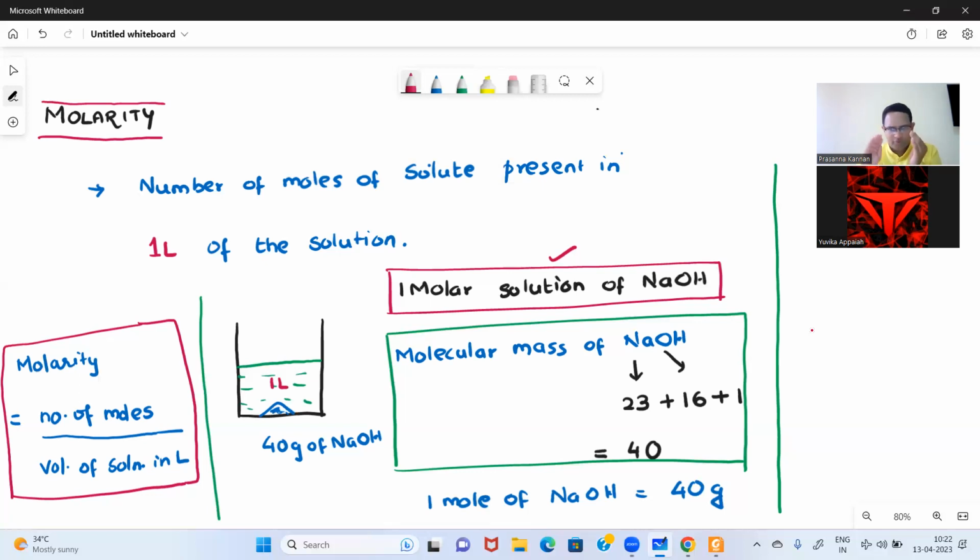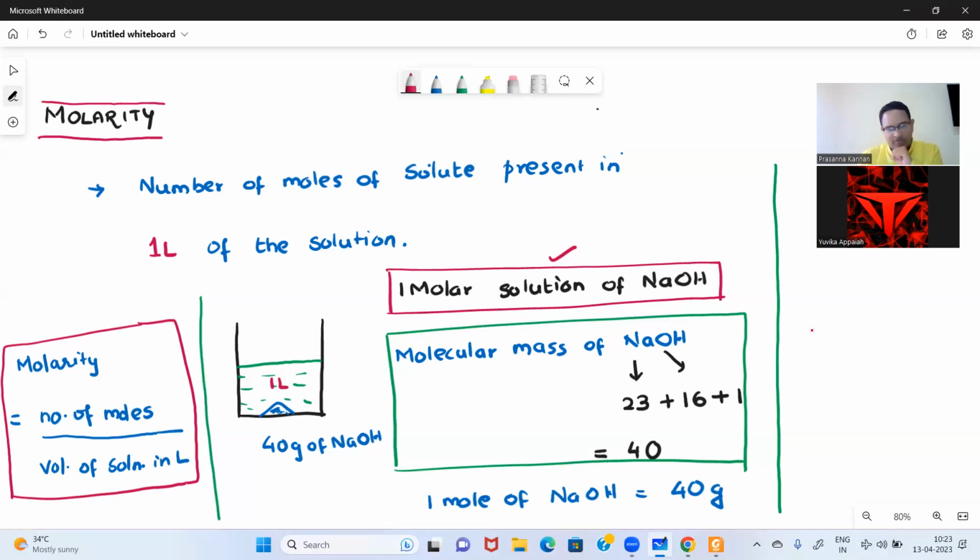But if you do not want to do this proportionality in thinking, you can directly use the formula. For example, I have 40 grams in half liter. 40 grams of sodium hydroxide I have. Number of moles, how do I find? You use mass in grams by molecular mass. What is the molecular mass of sodium hydroxide? 40. 40 by 40 is 1, sir. So number of moles is 1.